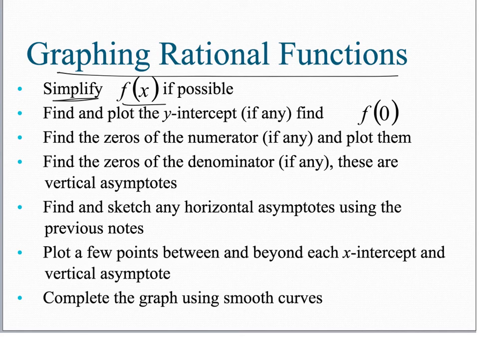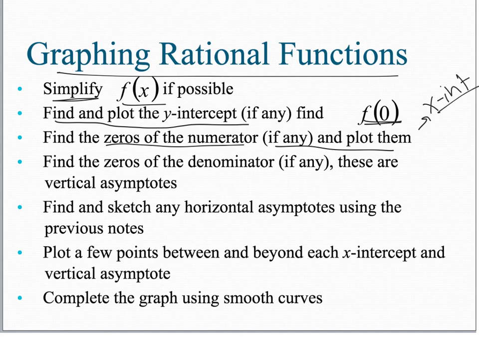Okay, find and plot the y-intercept. So just sub in 0 for all your x's and plot whatever your y-intercept would be. Thirdly, you're going to find the zeros of the numerator. These are going to be the zeros or the x-intercepts of your graph. Okay, so those are your x-intercepts. The zeros of the denominator are going to be your vertical asymptotes. Okay, and then you're going to finally use the rules we talked about to determine horizontal asymptotes.